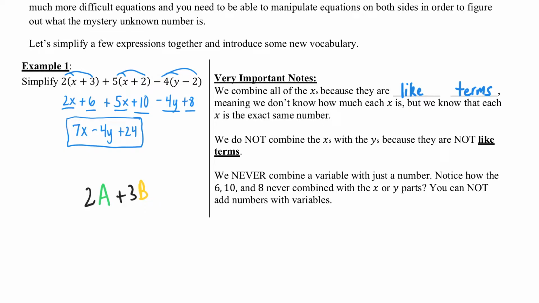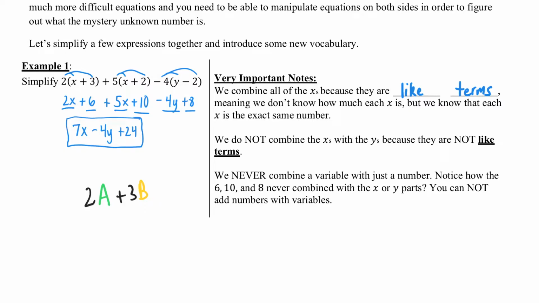And the same applies for x's and y's. Just think of x's and y's as like apples and bananas, right? If you have seven apples and you take away four bananas, that doesn't really even make sense to do. That's why we write it as 7x minus 4y. You can't say it's 3x or 3y or 3xy or something like that. So you just leave them separate.